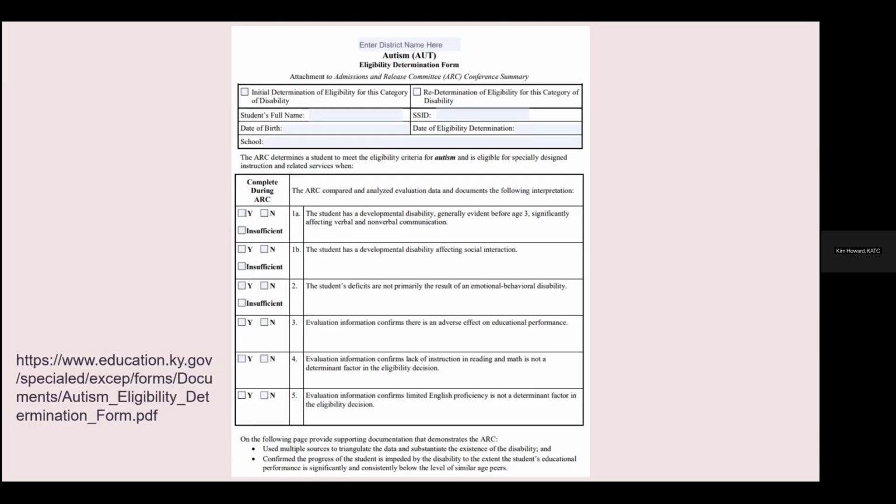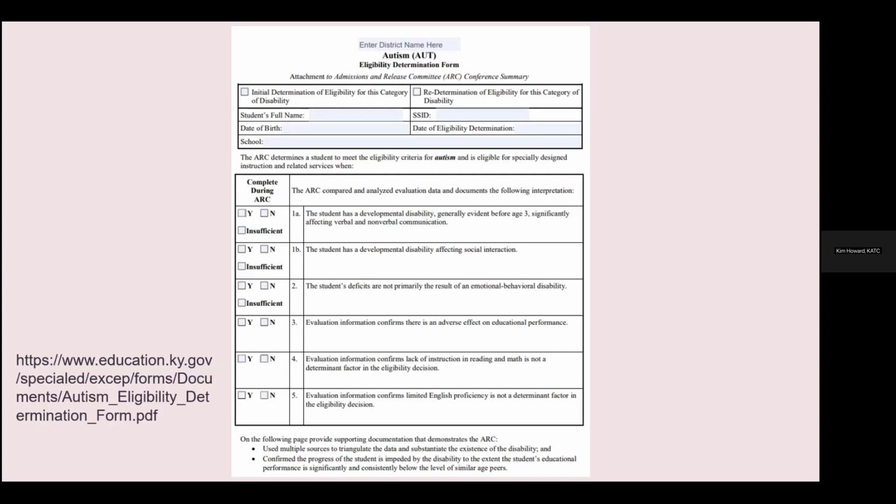And we are looking at whether this has an adverse effect on educational performance. This can be tricky sometimes for our autism level 1 students. Autism level 1 students may be performing academically on level with their peers. They may completely perform academically on level with their peers, but maybe they have some social issues or some behavioral issues that need support. Or I've seen it be a student who definitely has a medical diagnosis of autism, but they don't necessarily qualify for services.